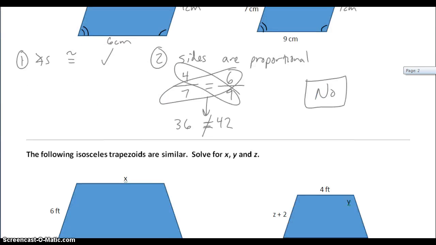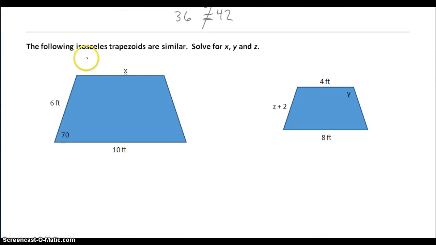Let's look at this last example. The following isosceles trapezoids are similar. Well, that tells me a lot. Isosceles trapezoids have one pair of parallel sides. That's what trapezoid means. Isosceles trapezoids also have one pair of sides congruent, just like isosceles triangles. And since I know that they're similar, I know that my angles are congruent.